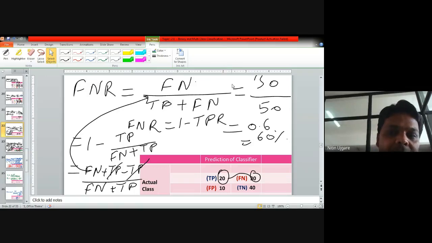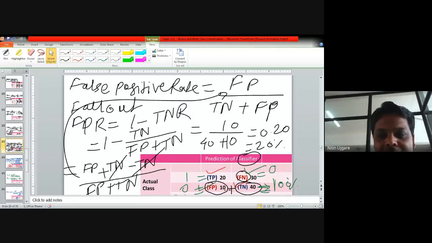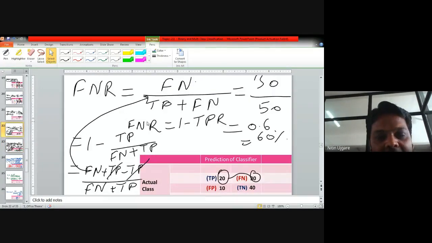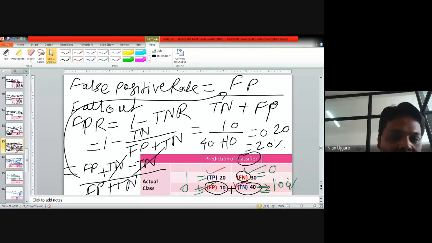If you remember, in the beginning we set the milestone for FNR, the false negative rate, and the false positive rate: they must be close to 0. Here you can find that the FNR is 60%. It is actually approaching 1, right? Even this false positive rate. So the false negative rate is high, but the false positive rate is very low, that is, approaching 0. These two measures, FNR and FPR, give me the analysis of my classifier.